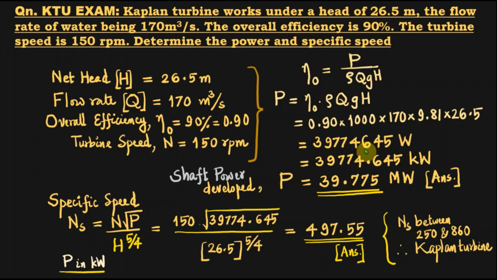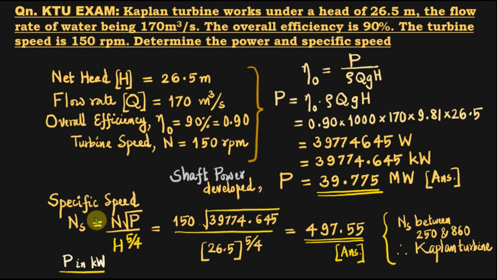So if you divide this quantity by 1000, you will get the shaft power in kilowatts. That is 39,774.645 kilowatts. Further, if you divide this by 1000 again, then you will get the shaft power in megawatts or million watts. That is 39.775 megawatts. That is the answer to the first part of the question. And now the specific speed.